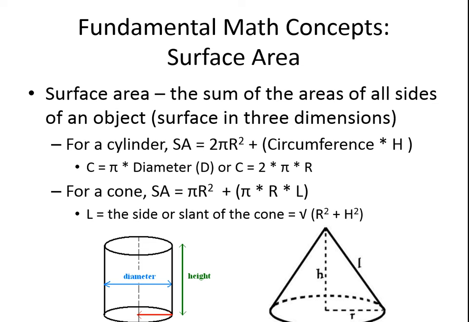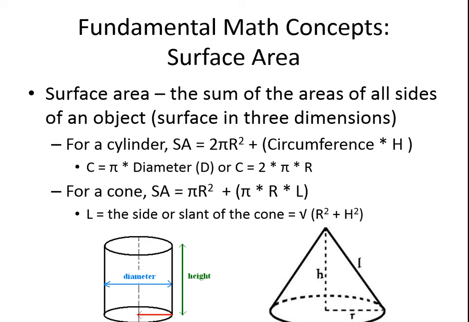So for a cylinder, we're going to be looking at the area of the top and the bottom, which are both circles. So we'll be using the area equation for circles. And then we're also going to be looking at the area of the side, which if we were to unroll that cylinder, that area is a rectangle. And so for a cylinder, the surface area is equal to 2 times pi r squared. So that's the area of a circle times 2, plus the circumference of the circle times the height.